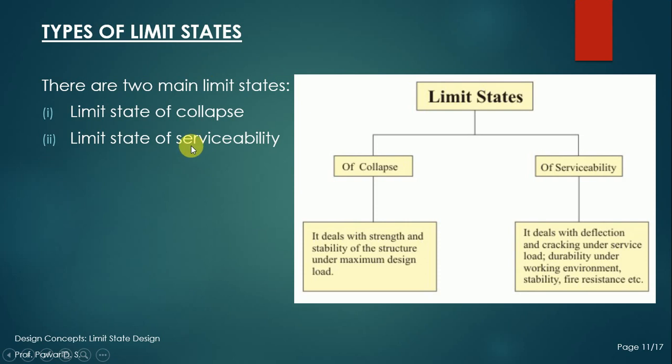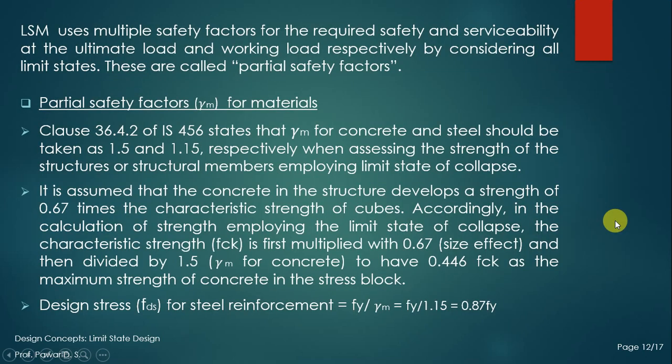There are two main limit states. First is the limit state of collapse and second is the limit state of serviceability. Limit state of collapse covers the flexure of the various structural elements, flexure meaning bending, and also torsion. And in serviceability you can say the deflection and crack width. These terms are included in the limit state of serviceability.